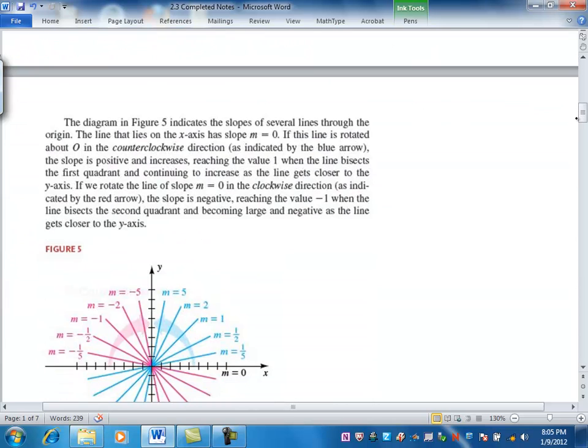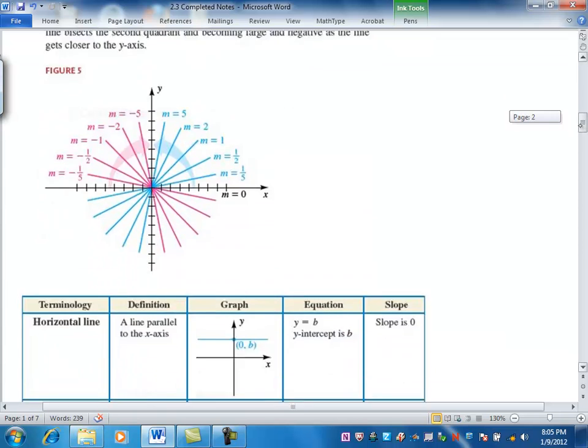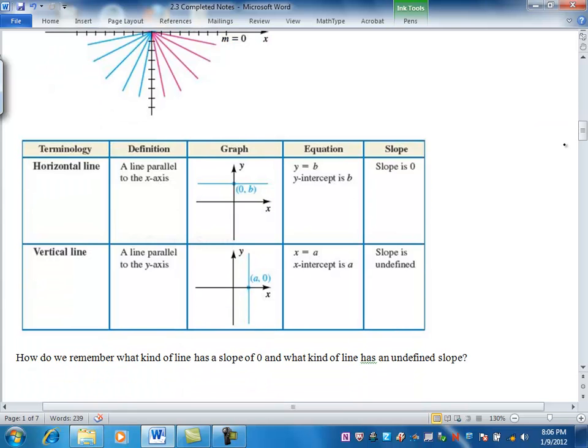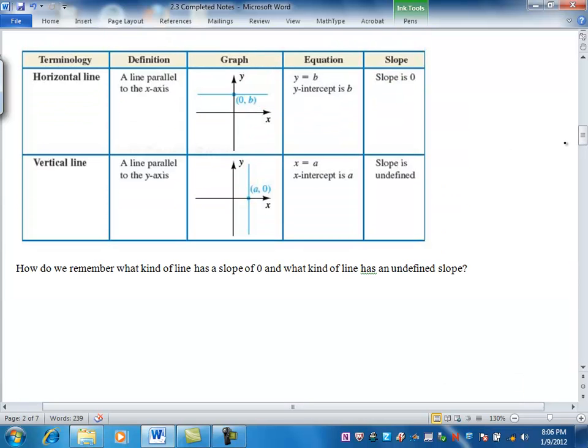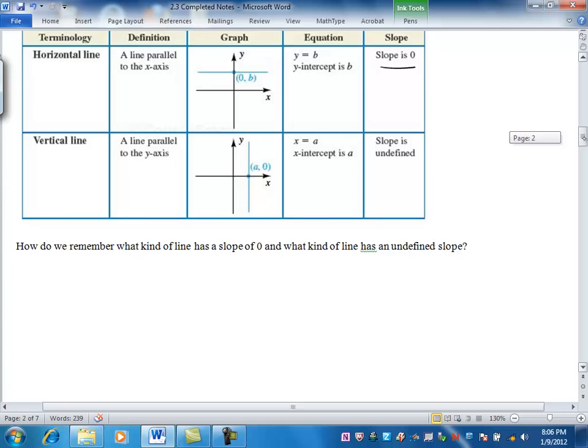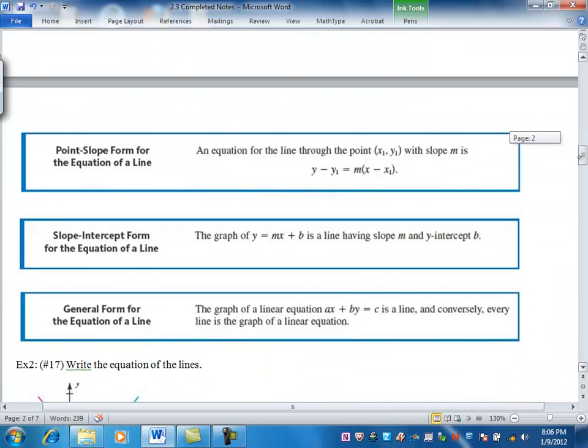We can see some examples of slopes here in figure 5, and I'll just kind of let you read through that. Certainly if you have questions, bring those to class. Here we go, what we talked about a minute ago, vertical lines and horizontal lines and their respective slope. And how do we remember what kind of line has a slope of 0 and what kind of a line has undefined slope? Well, if you can walk on the line from left to right and you're not going up or down, as is the case with a horizontal line here, you have a slope of 0. Unless you're Spider-Man, you cannot walk up a vertical line. So that's how we know that that notion is undefined, and so is the slope of a vertical line.